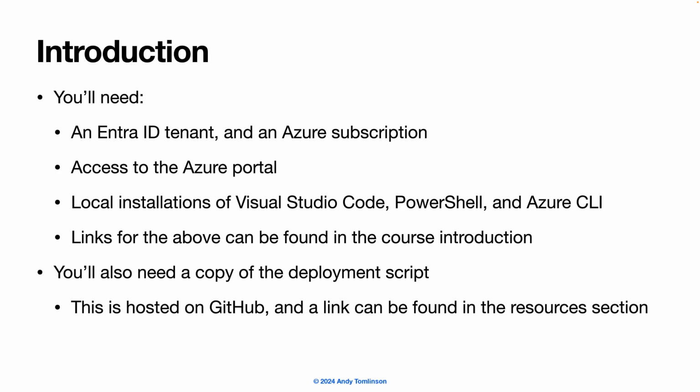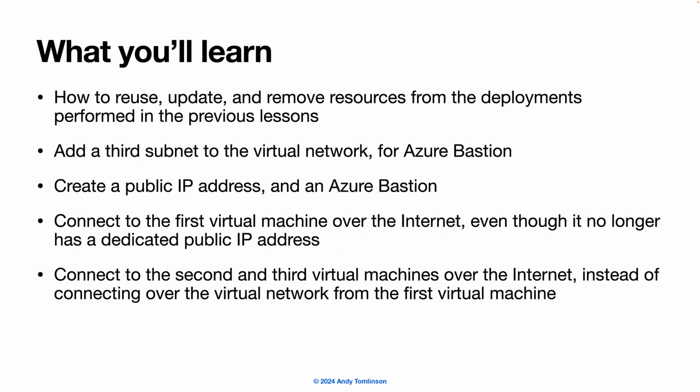In this lesson, we'll learn how to reuse, update, and remove resources from the deployments performed in the previous lessons, how to add a third subnet to the virtual network for Azure Bastion, how to create a public IP address and an Azure Bastion, how to connect to the first virtual machine over the internet, even though it no longer has a dedicated public IP address, and how to connect to the second and third virtual machines over the internet instead of connecting over the virtual network from the first virtual machine.